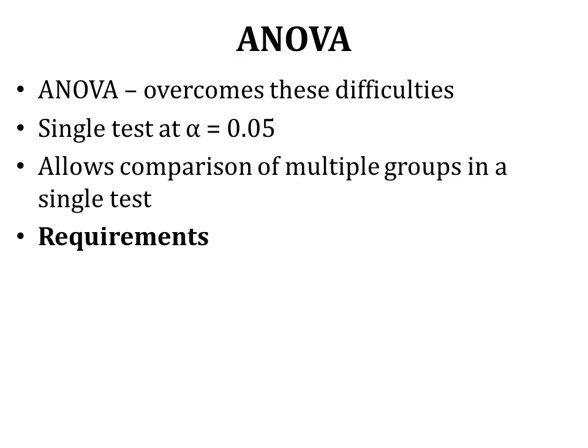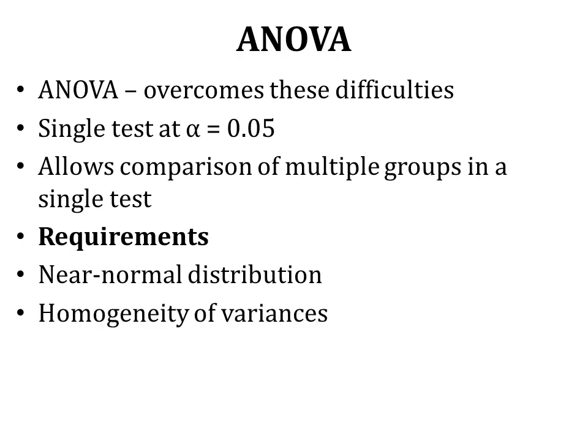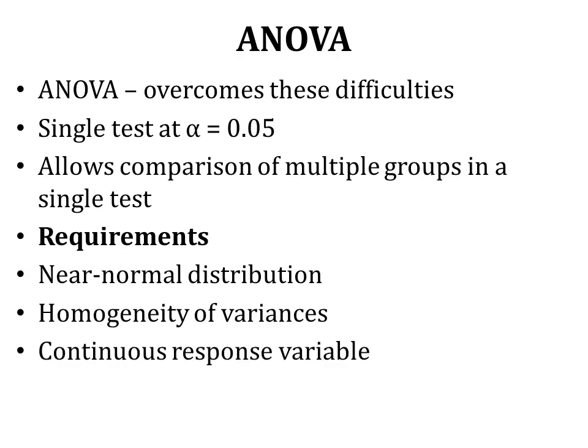Now, what are the requirements of ANOVA? The observations should have a near normal distribution. There should be homogeneity of variances, because if we are comparing the population means, then the population variances should be homogeneous. And there should be a continuous response variable. It means that the variable for which we are testing should be a continuous variable, measured on the ratio or the interval scale, right? So it should be a continuous variable.